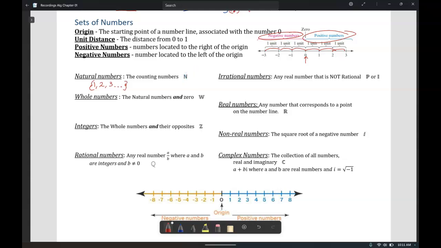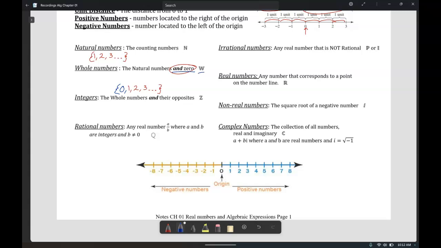Whole numbers are all the natural numbers and 0. So what we're actually going to do is take all of these numbers that we had before, all these numbers here, and add them into this list. However, we have to add in the number 0. So our whole numbers include 0 as well as all of the natural numbers. And again, we use the stylized double stroke W to represent our whole numbers.